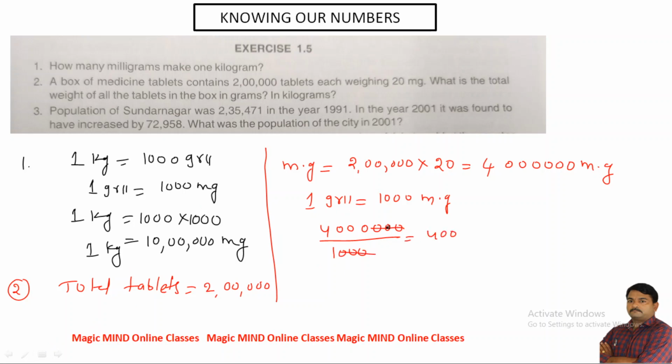4 3 zeros only I cancelled here. 1 more 0 is there. Therefore 4000 grams, we can say. So first I expressed milligrams into grams. Then I was asked to express in terms of kilograms also.